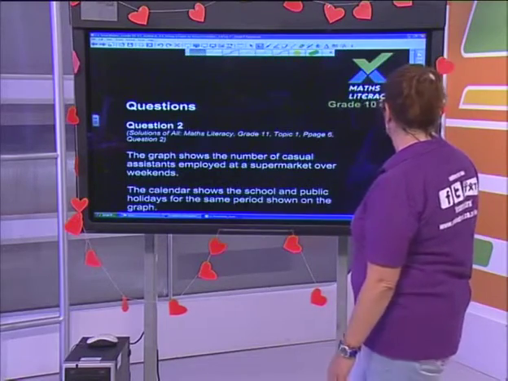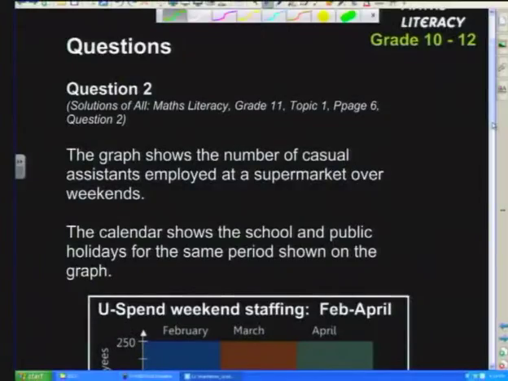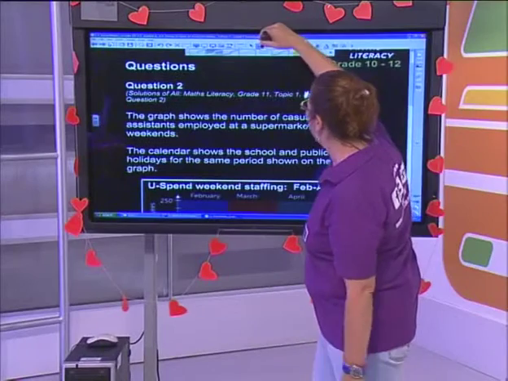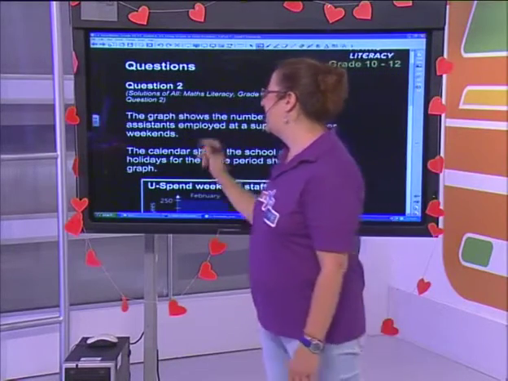Right, let's move on to this question. So we've got solutions for all Maths Lit, grade 11, like I said. Topic 1, this is from page 6, and I guess we get a bit of a typo here, so let's just delete. Page. Does that delete it? Have I got a black? No, I don't think I've got a black. Fine. That's perfect. Page 6, question 2.